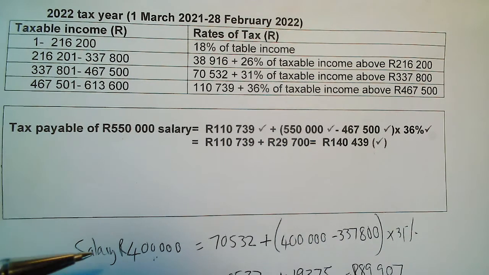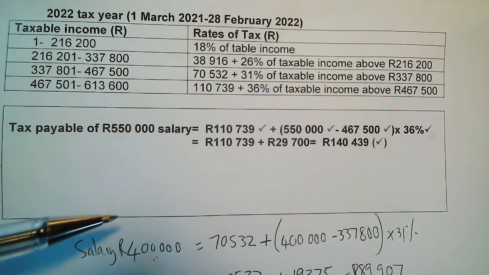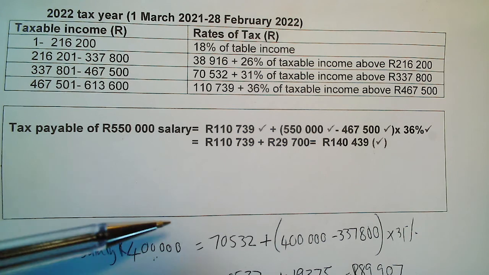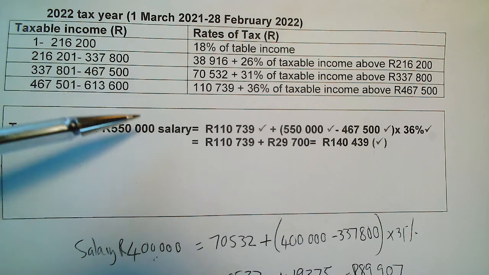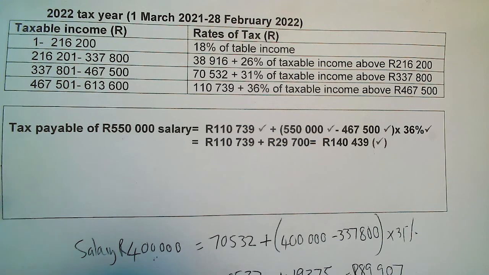Then obviously there's still deductions like medical aid and other things that you can deduct as well. But for our purposes, this calculation is sufficient just to know where we fall into the tax scales.